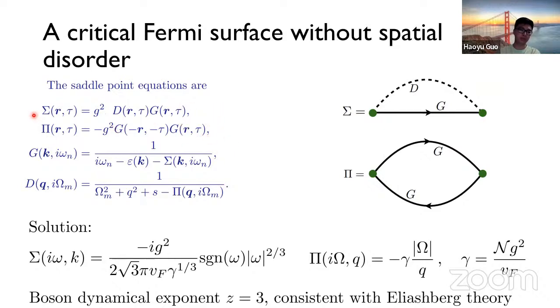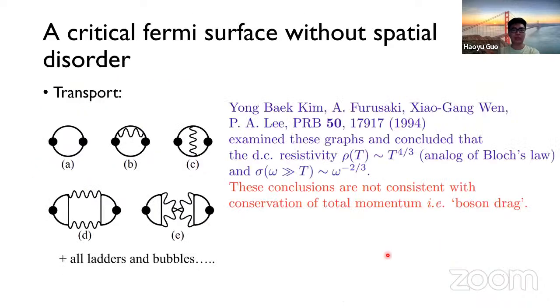After you have written down those saddle point equations, you can solve them analytically in the low energy limit. The solution we get is also consistent with the Eliashberg theory. For example, the dynamical exponent of the boson is equal to 3, the fermion self energy scales as omega to the 2/3, and the boson self energy is just a Landau damping term.